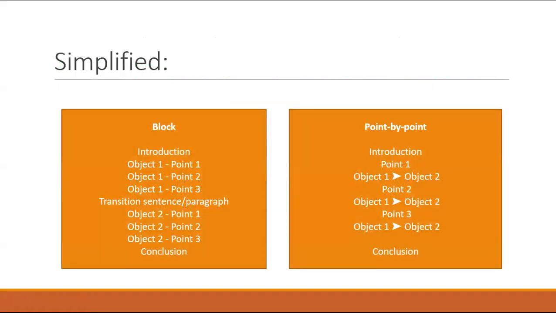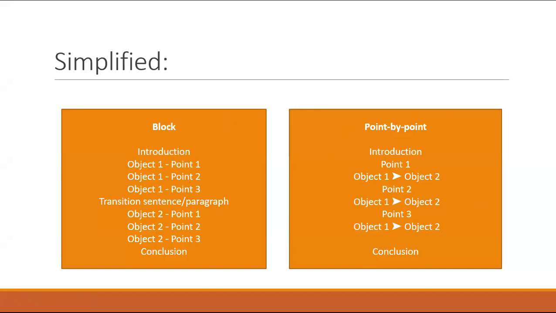Now, in the simplified form, the block should look like this, and point by point should look like this. In block: introduction, object one, point two, point three. Then we have a transition sentence. We will talk about transition sentences in the coming slides.